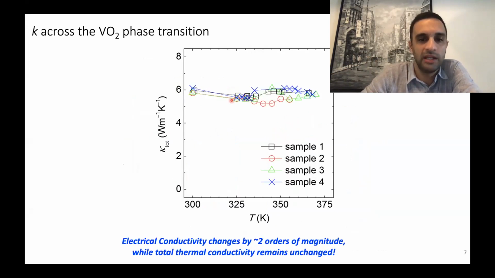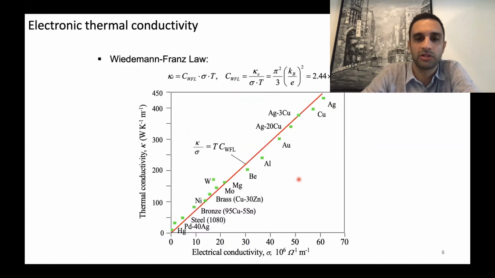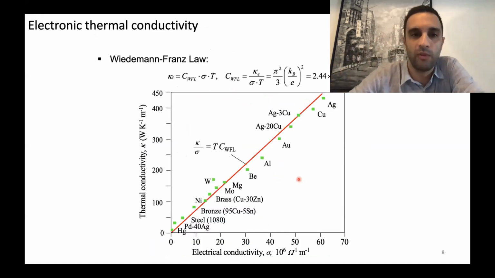What is fascinating is that we actually studied the thermal conductivity of that same material across the transition, so 340 Kelvin. And what you see here is for 4 different samples, there is no change in the total thermal conductivity at this transition point. So the electrical conductivity changes by 2 orders of magnitude, but the total thermal conductivity remains unchanged. This is rather perplexing, right? Some of this work was actually reported in the 1970s on single crystal VO2 samples. But what separates us now is that we have very high purity single crystal vanadium dioxide wires that we can suspend. And I'll show you how we do those experiments.